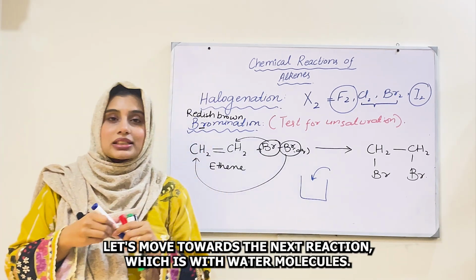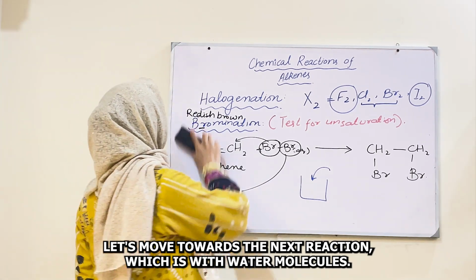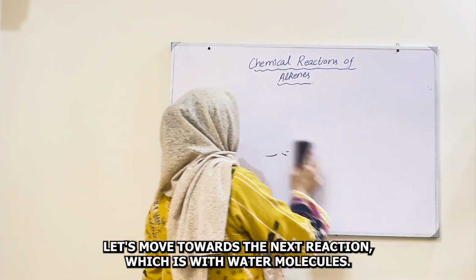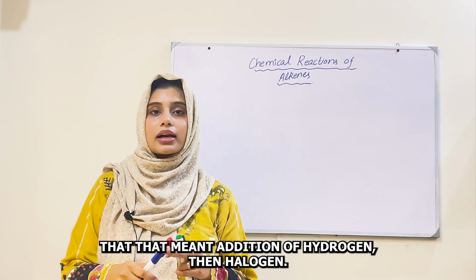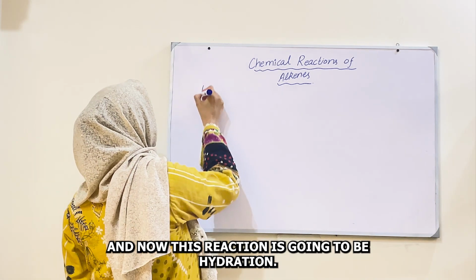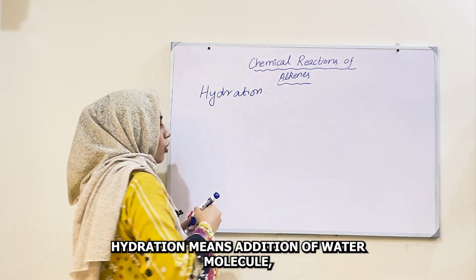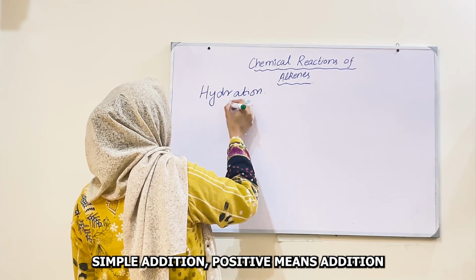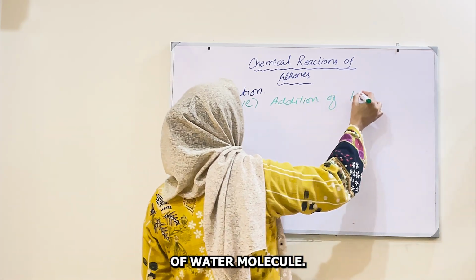bromination. Let's move towards the next reaction, which is with water molecule. The first reaction was hydrogenation, that meant addition of hydrogen, then halogenation, and now this reaction is going to be hydration. Hydration means addition of water molecule. Simple.